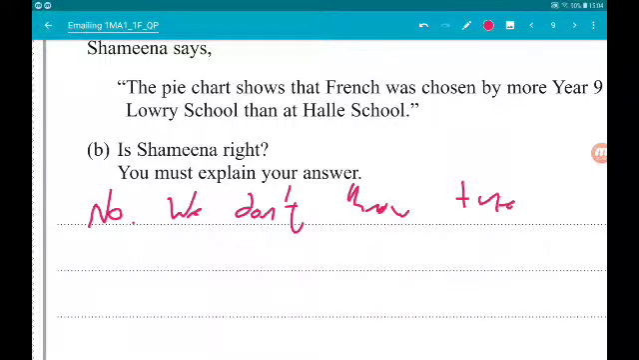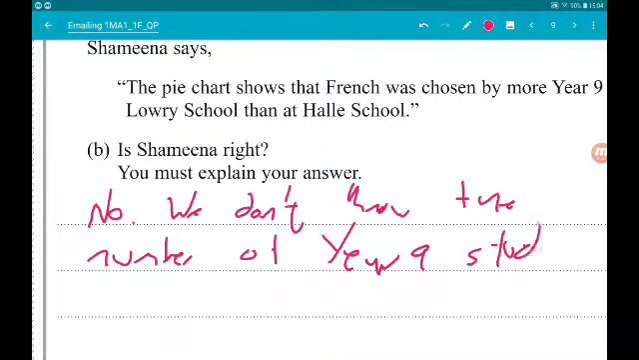The number of Year 9 students at Lowry School.